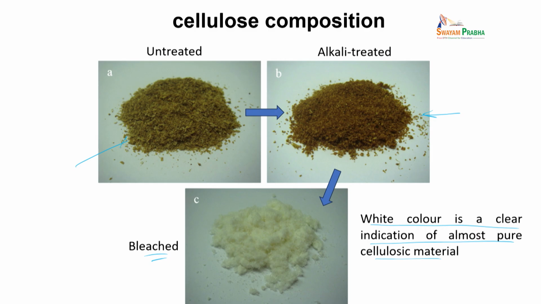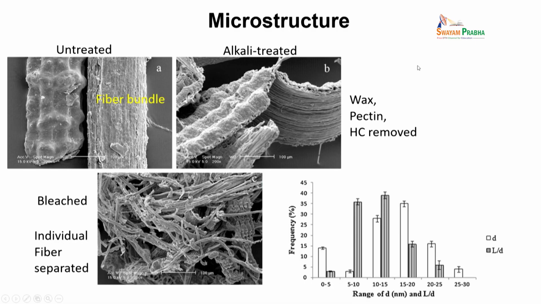Okay, so the alkali treatment and bleaching treatment are typically repeated 3 to 4 times to ensure proper removal of the hemicellulose, lignin and so on. So this paper also showed some nice microstructure to see what microstructure change happens when you go through these processes.